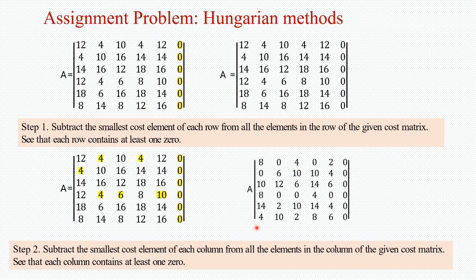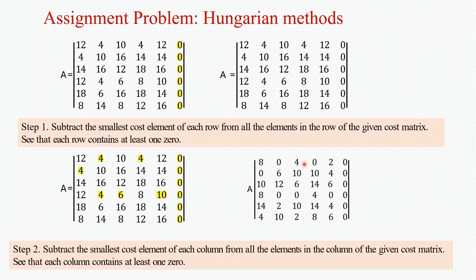The smallest element in the second column is 4, so 4 minus 4 is 0, 10 minus 4 is 6, 16 minus 4 is 12, 4 minus 4 is 0, 6 minus 4 is 2, 14 minus 4 is 10.